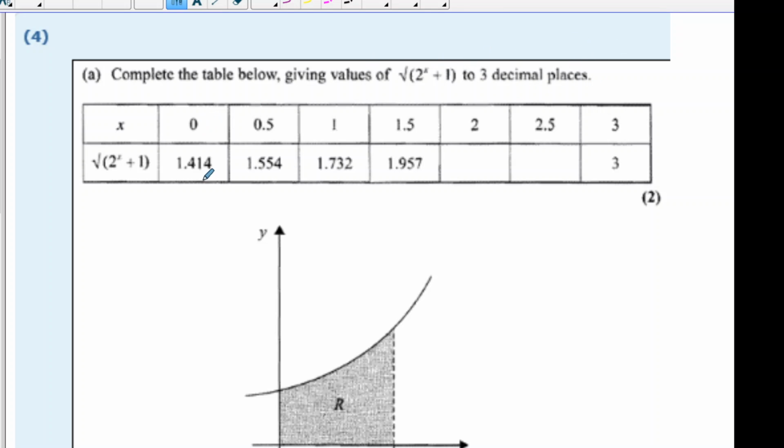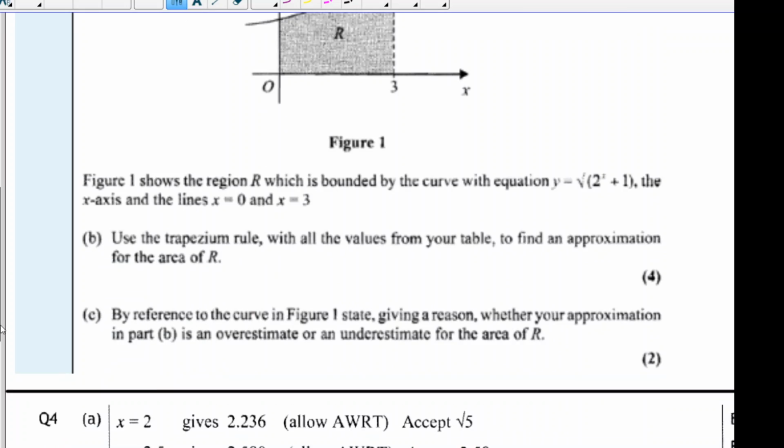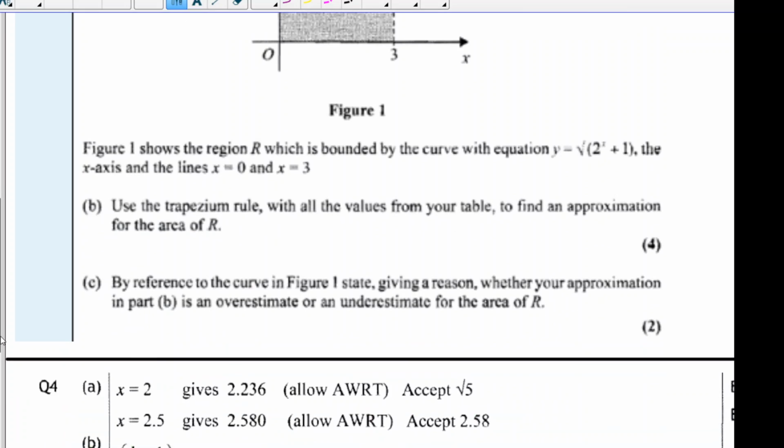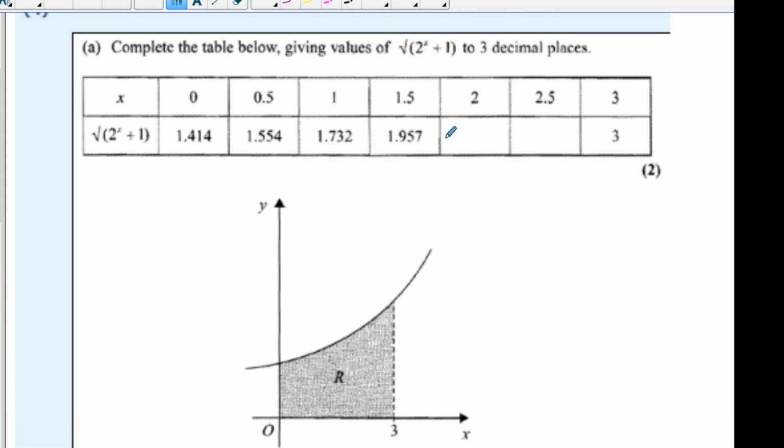This one says 3 decimal places, and I think this is the same actually. 2 to the 0 is 1, 1 plus 1 is 2, square root of 2, and we had 1.114 in the last one. And we just have to work out the last two for 2 points, but they have filled in most of the values. So we're just going to steal those answers from the bottom. 2.236. And 2.580. And you should just check on your calculator just to make sure that you do agree with that.